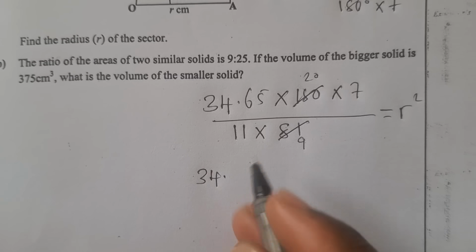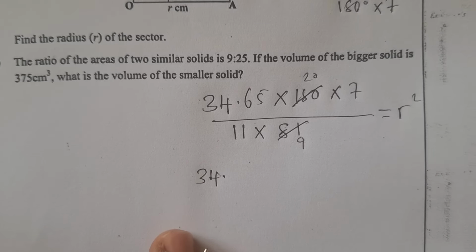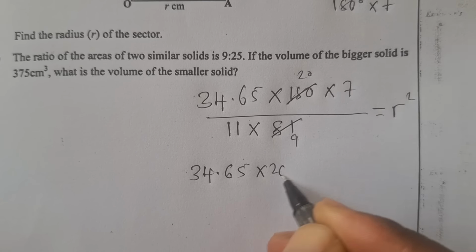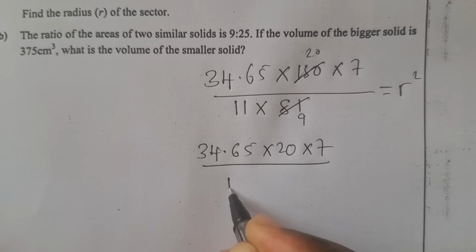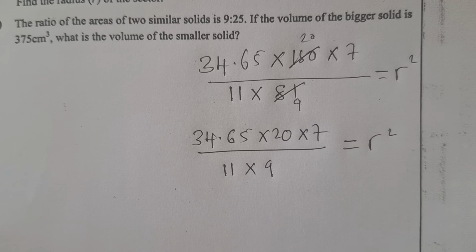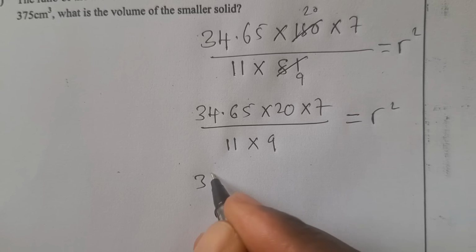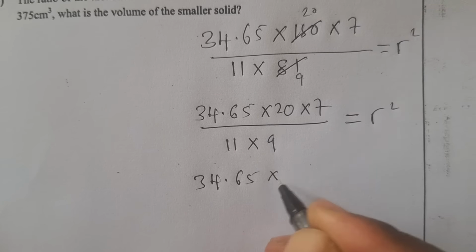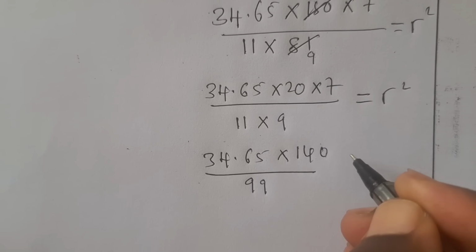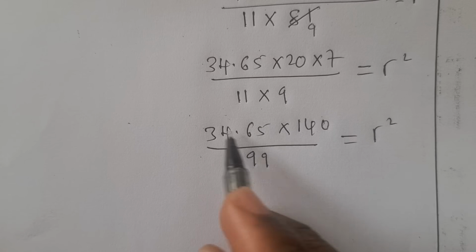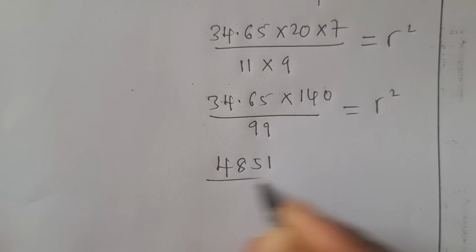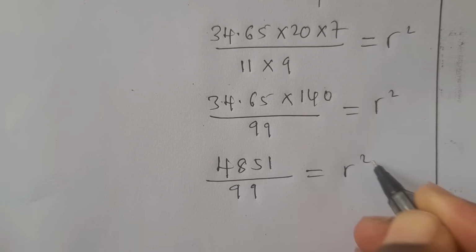So we have 34.65. Hopefully you're able to see. It's too windy where I am here, so don't mind. 34.65 times 20 times 7 over 11 times 9 is equal to r squared. Okay, so here we can multiply this by this. We have 34.65 times 140 over 99 is equal to r squared. Even here we can multiply this. We're going to get 4851 over 99 is equal to r squared.